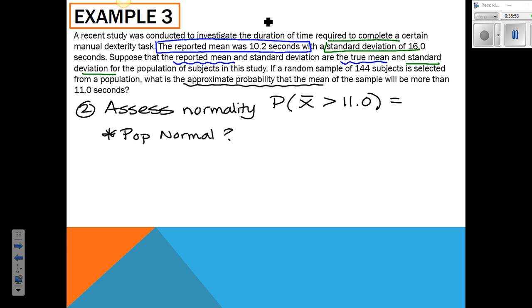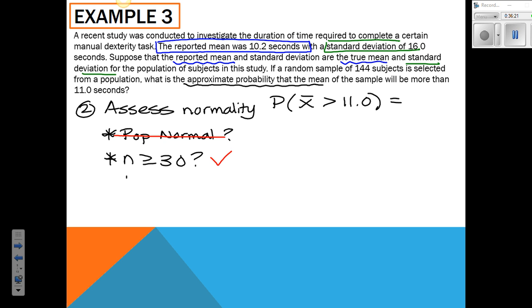Is the population normal? Did it say the population distribution is normal, skewed left, or skewed right? Do we know? Next: do we know our sample size, and is it greater than or equal to 30? It is greater than or equal to 30.